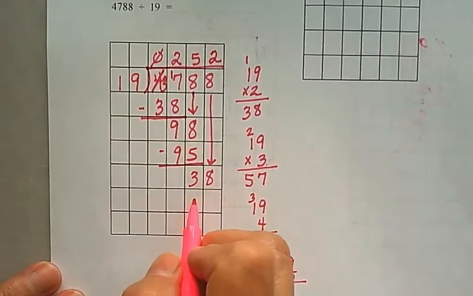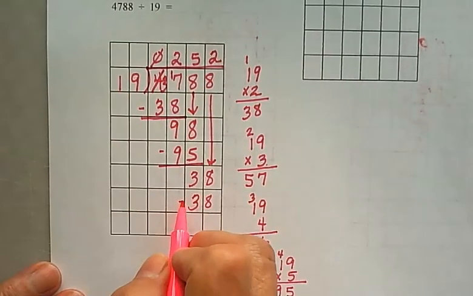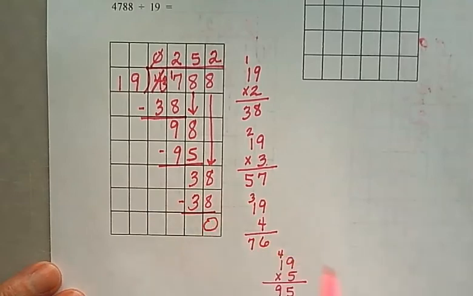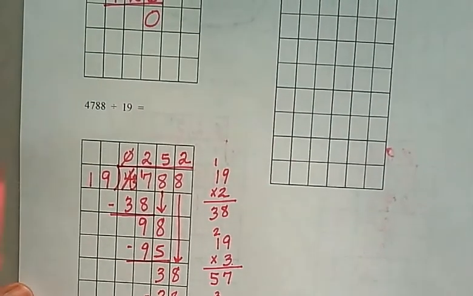So 19 divides into 38 twice. Do the multiply. 19 times 2 is 38. Do the subtract. 0. So my answer is 252.